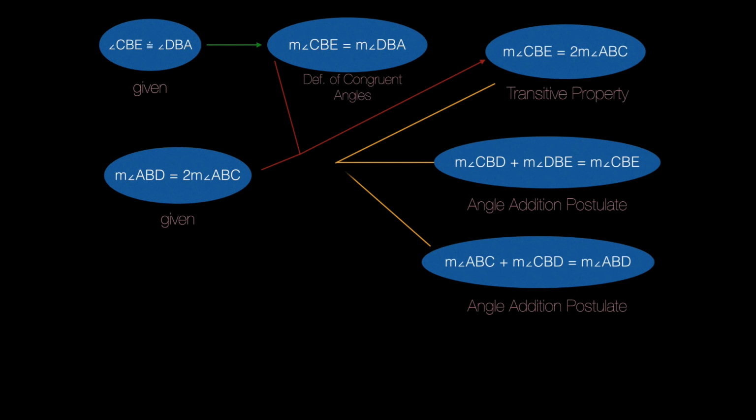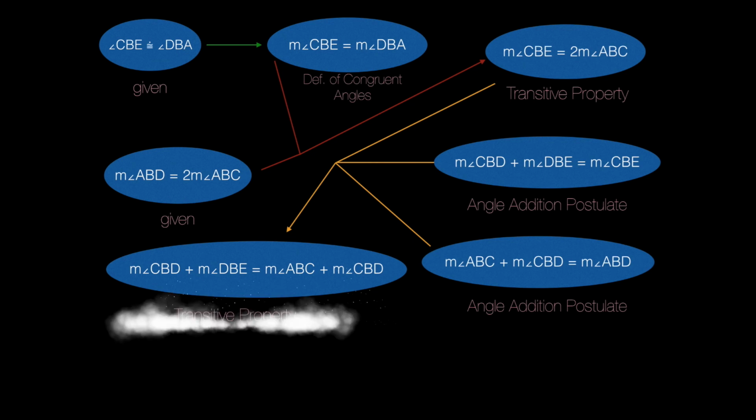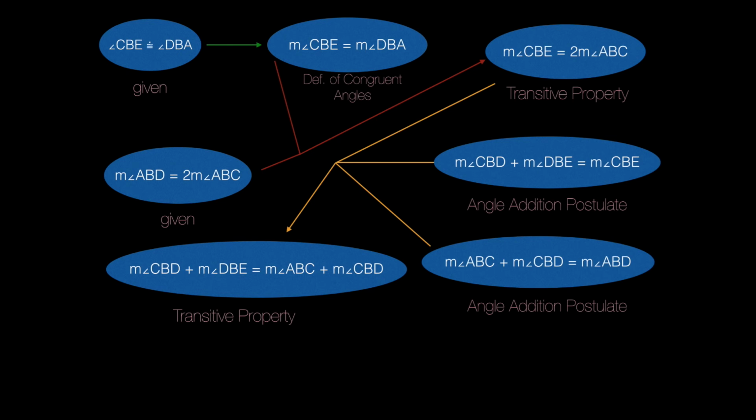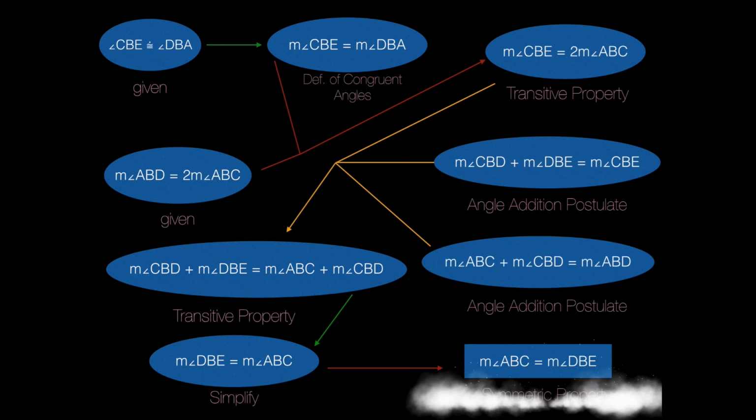By combining these three statements, we can formulate the next statement. Since there are repeated values, you may cancel them out to further simplify the statement. Lastly, I use the symmetric property.